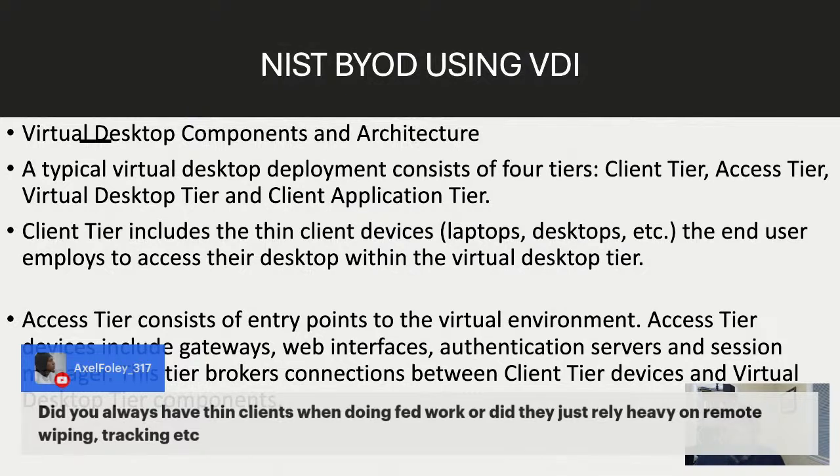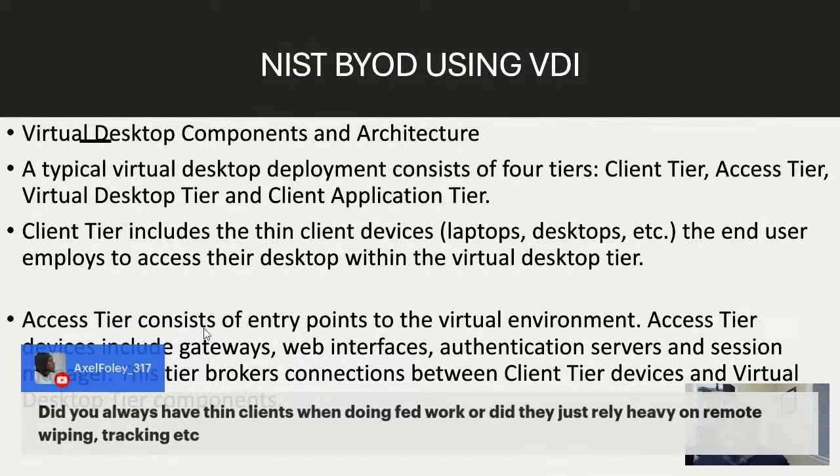Once again, components of architecture. A typical virtual desktop consists of 4 tiers: client tier, access tier, virtual desktop tier, and application tier. The client tier includes thin client devices, laptops, and desktops that the end user employs to access their desktop with the virtual desktop.